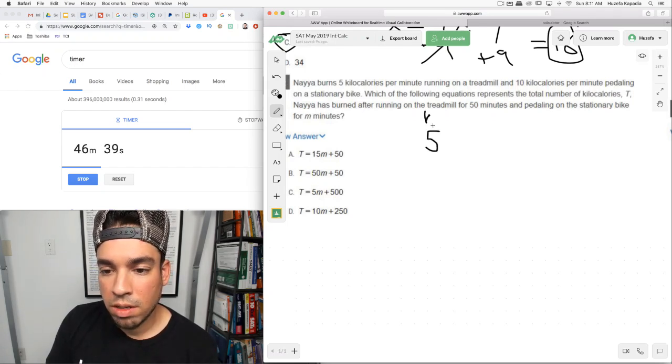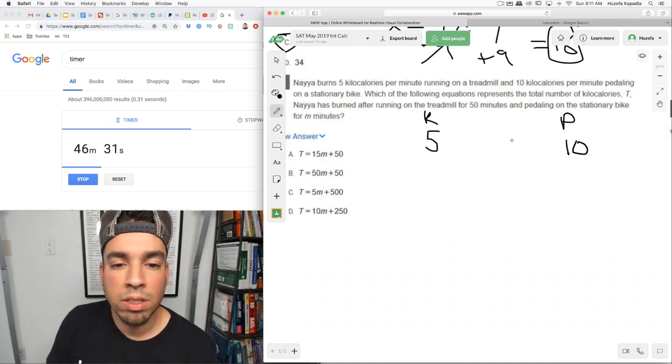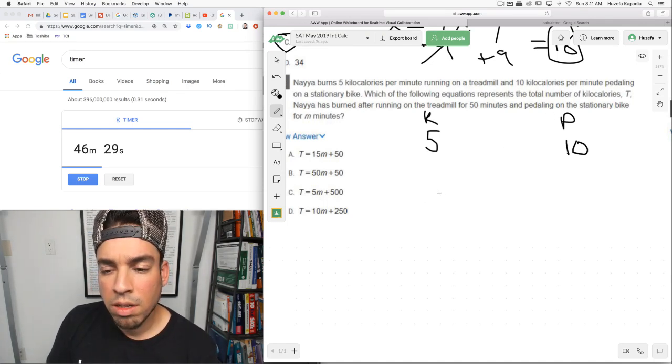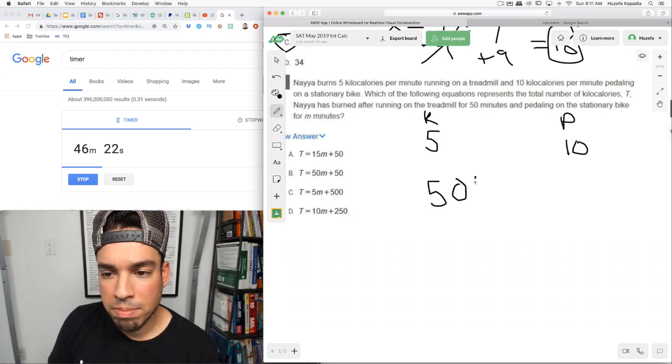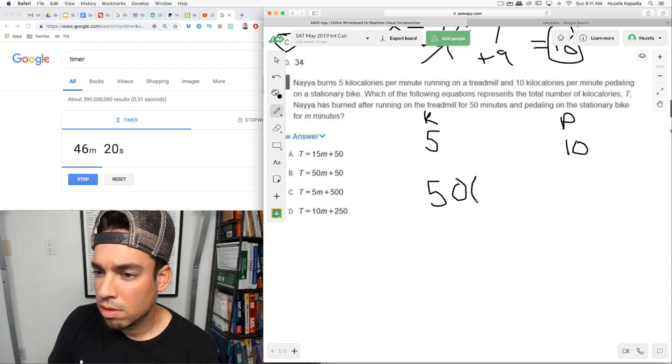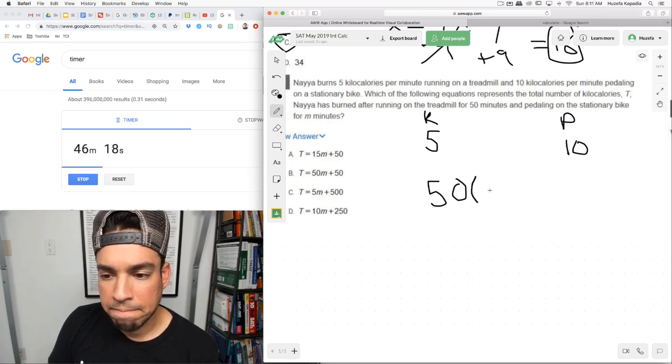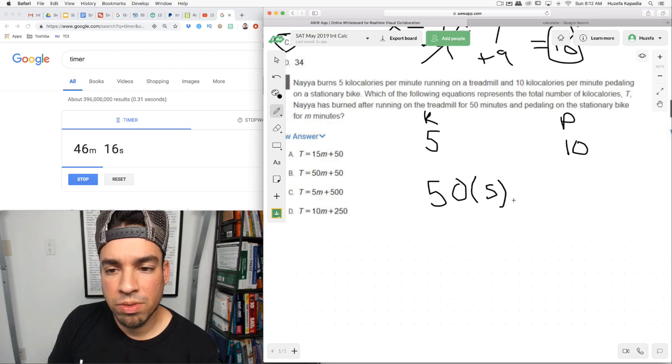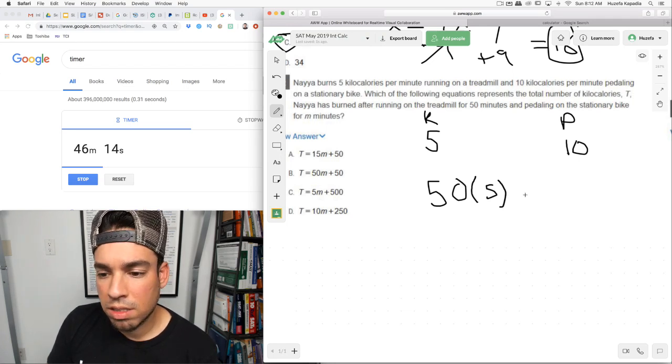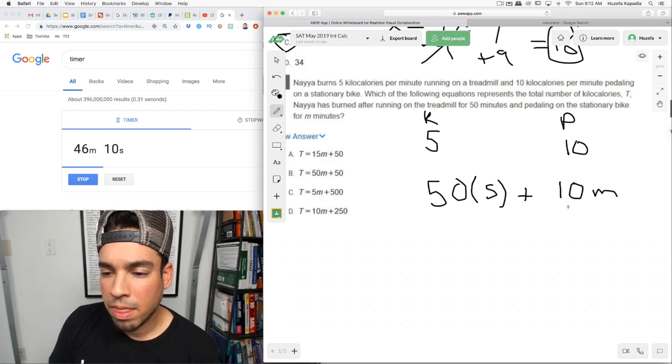Next. Naya burns 5 kilocalories per minute running on a treadmill and 10 kilocalories per minute pedaling. 5 running and 10 pedaling. So which of the following equations represents the total number of kilocalories Naya has burned after running 50 minutes, times 5, and pedaling on the stationary bike for m minutes, 10m. All right, there it is.